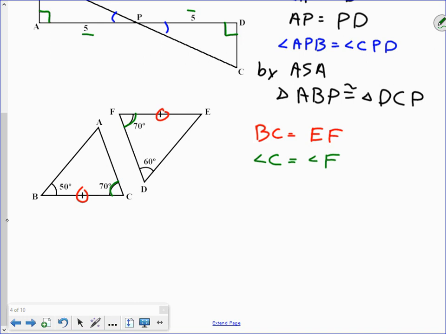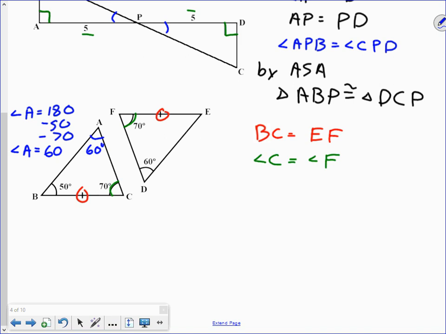What about the other two angles? Well, B is 50 and D is 60, so those ones don't match up. But once we know the sizes of two angles in our triangle, we can always calculate the third. So we could say in this triangle, angle A is going to be 180 minus 50 minus 70. Angle A is going to be 60 degrees.